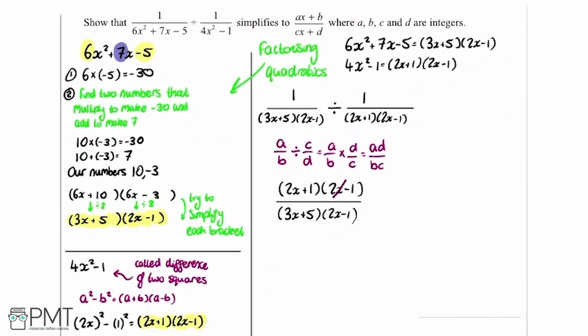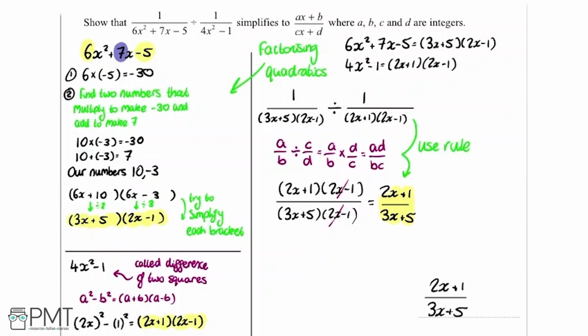So we can cancel this bracket and this bracket like this. So we're going to be left with 2x plus 1 all over 3x plus 5. And that is the answer to this question. We got it in the form ax plus b over cx plus d. So a is 2, b is 1, c is 3, and d is 5.